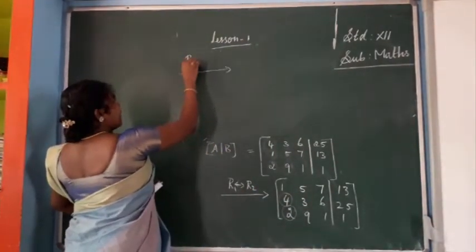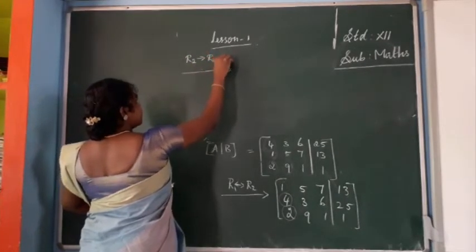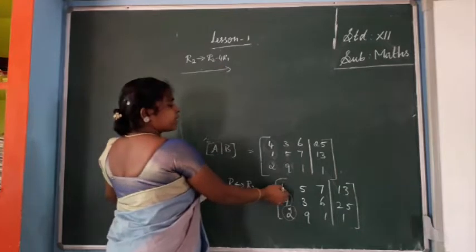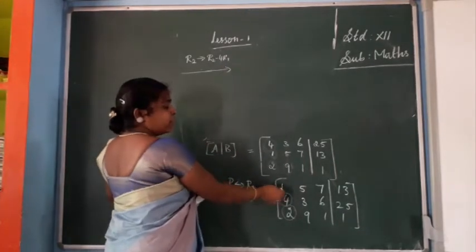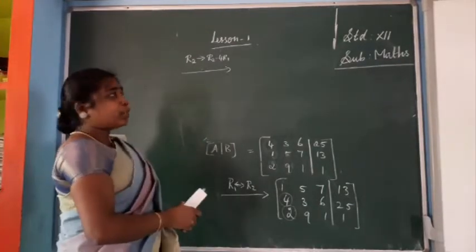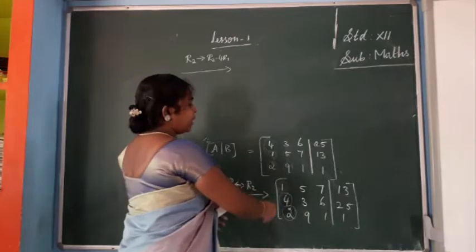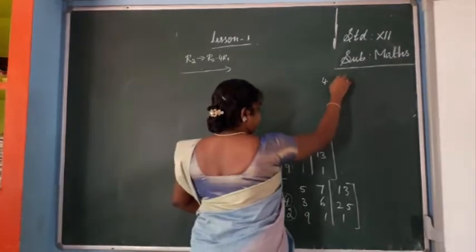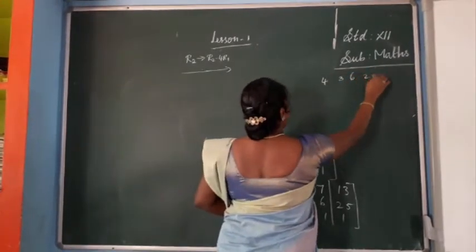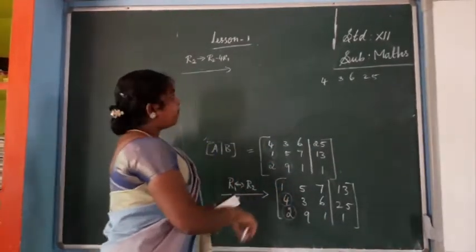I am going to use the condition R2 gives R2 minus 4R1. We need 1, 4 is there. So 4 times 1 is 4. So both are same means we cannot eliminate. So subtract. R2 gives R2 minus 4R1. So if you need the calculation, inside you have to calculate 4, 3, 6, 25, that is R2. Then you have to multiply R1 by 4.